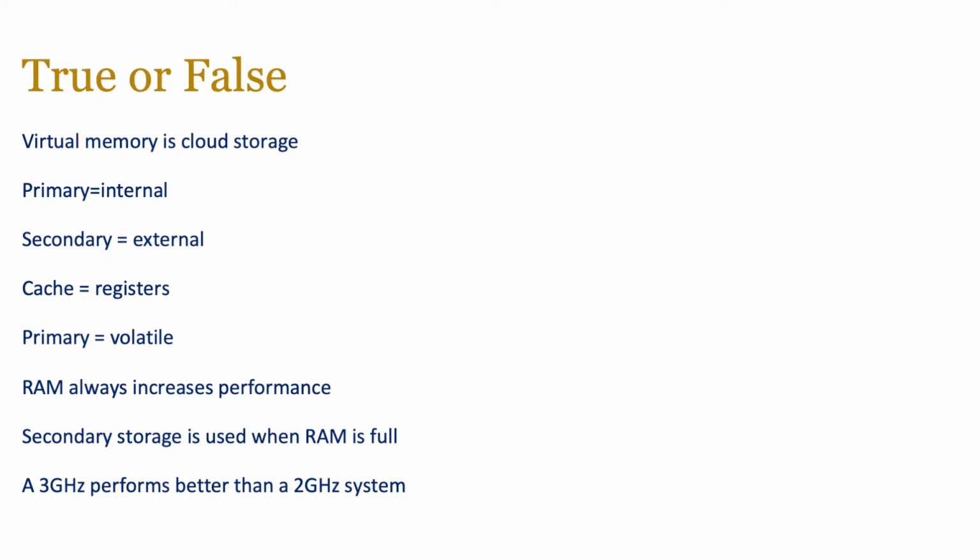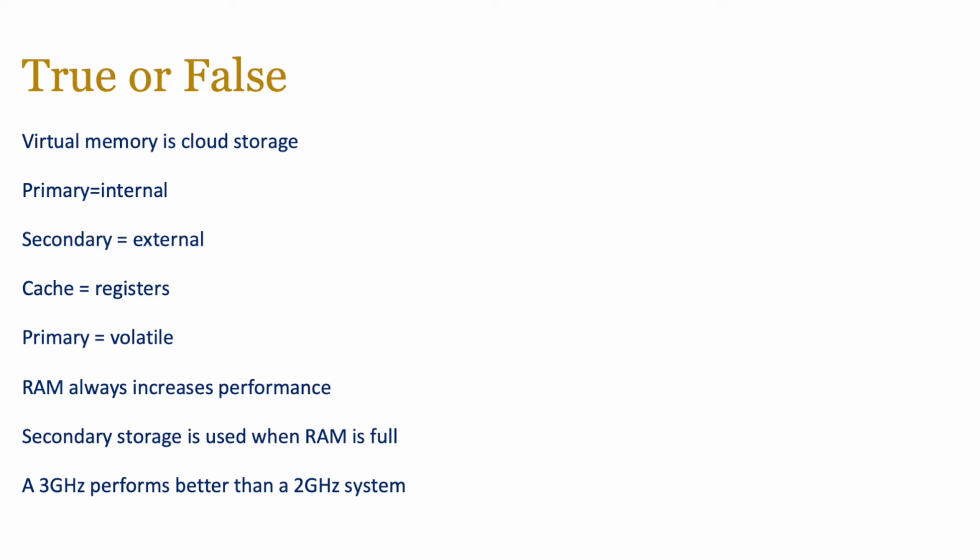Okay, so hopefully you've got the statements written down, which ones are true and false. So let's start with the first one. Virtual memory is cloud storage. This is false because virtual memory is nothing to do with cloud storage. It's more to do with using a backing store to complement your primary memory. We're going to be talking a lot more about that.